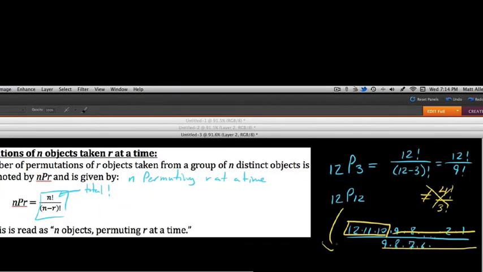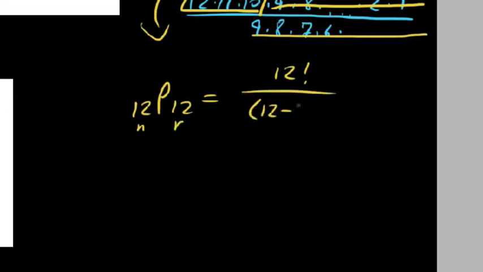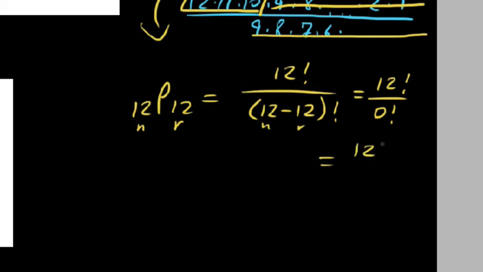We say 12 permute 12. 12 permuting all 12 at a time would have been n factorial. So in this case, n is 12. We say 12 factorial over, now here's the number of objects we're permuting, 12 minus 12, or n minus r factorial. So we get 12 factorial over 0 factorial. But by the definition we've already stated, 0 factorial is by definition equal to 1. So we still get 12 factorial, as we did in that first instance.